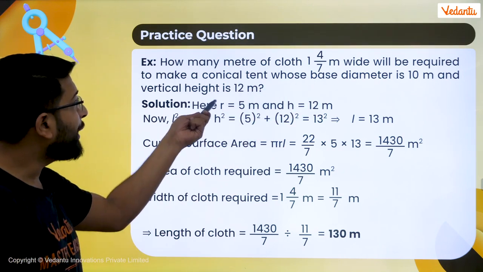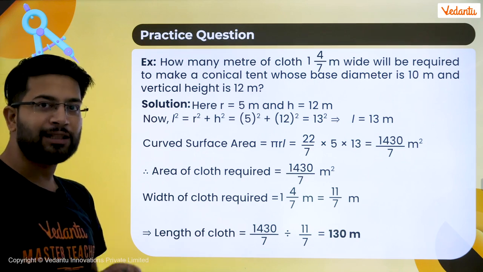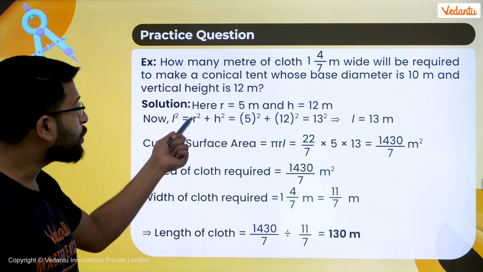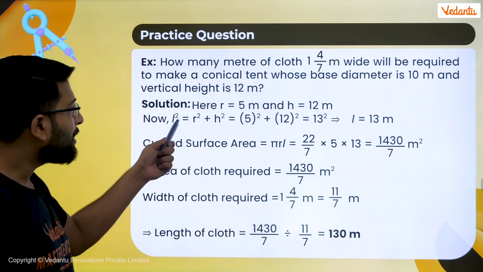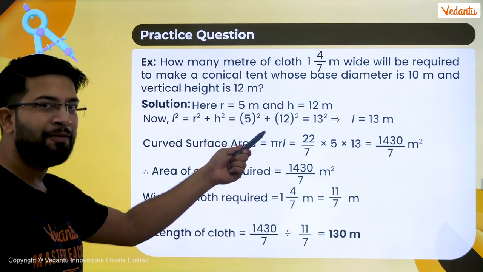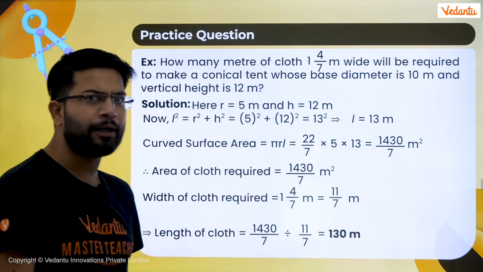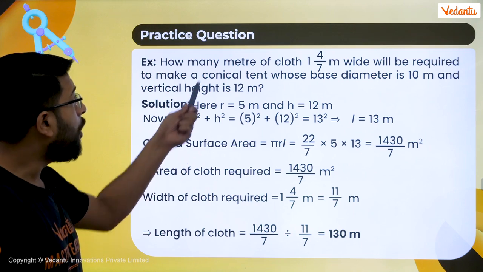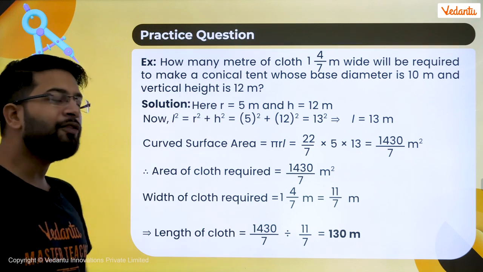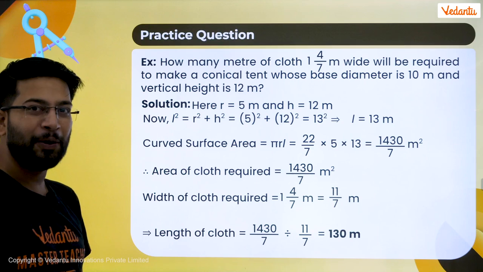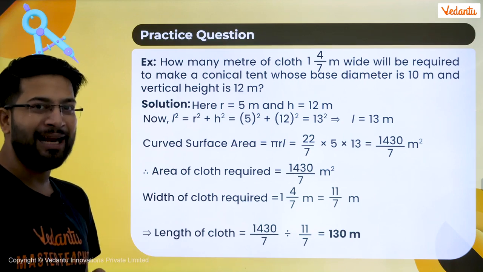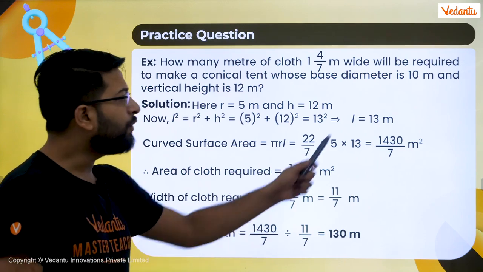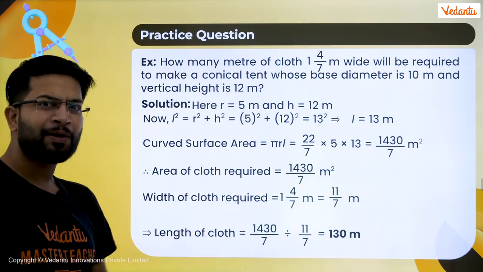So, champ, we know the radius will be 5. We can find the slant height with the help of the Pythagorean theorem. So L square equals r square plus h square. We know r, yes, 5. We know h, 12. Hence we got slant height equal to 13 meters. Now, champ, the curved surface area of both will be equal. That is why let's find the curved surface area of the cone, which is pi into r into L. Pi is 22/7. Radius and slant height, we know that. So we have found the curved surface area of the cone now.